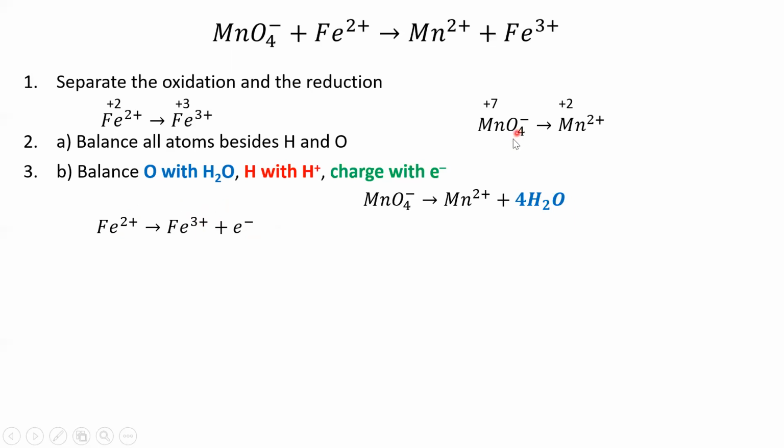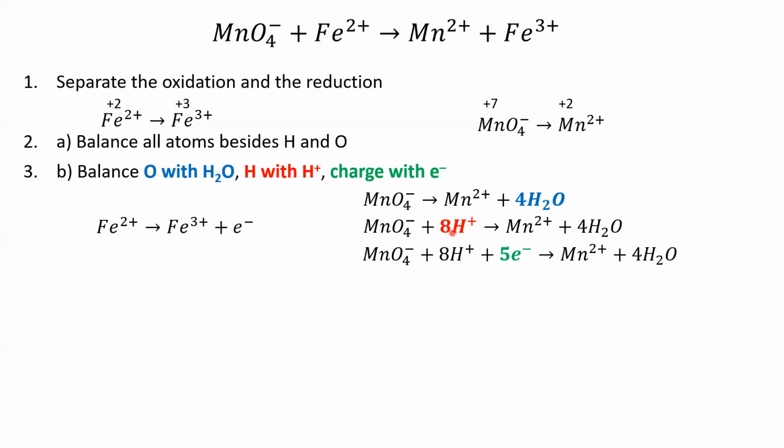Now, let's look at our reduction half reaction. It's a little bit more involved. Okay, we want to add water to balance oxygen. So there's 4 oxygens on the reactant side. We're going to add 4 waters on the product side. Oxygen's now balanced. Now we're going to balance hydrogens by adding hydrogen ions. Well, we've got 8 hydrogens on the reactant side. So if we add 8 hydrogen ions, we've balanced our hydrogens on both sides. And again, we can do that because these redox reactions are taking place in an acidic solution.